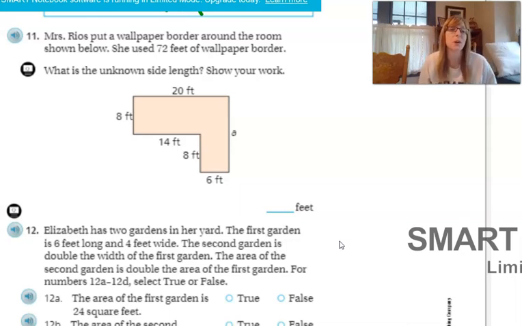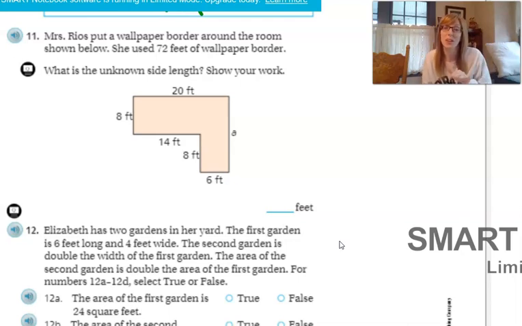Okay, so Mrs. Rose put a wallpaper border around the room shown. Okay, so around the room. So we know it's wallpaper, so it's perimeter already. She used 72 feet of wallpaper border. What is the unknown side? Oh, what is the unknown side length?